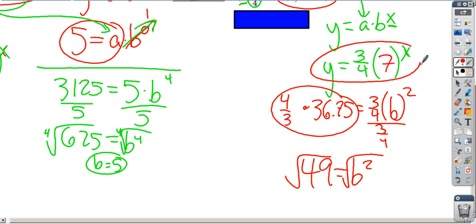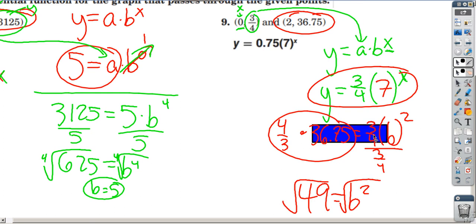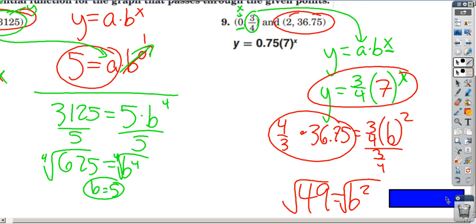Okay, so that is our second function. Let's double check. And it is 0.75. They just use 0.75 instead of 3/4, but it's the same thing. So that is section 7.2 on how to solve exponential equations.